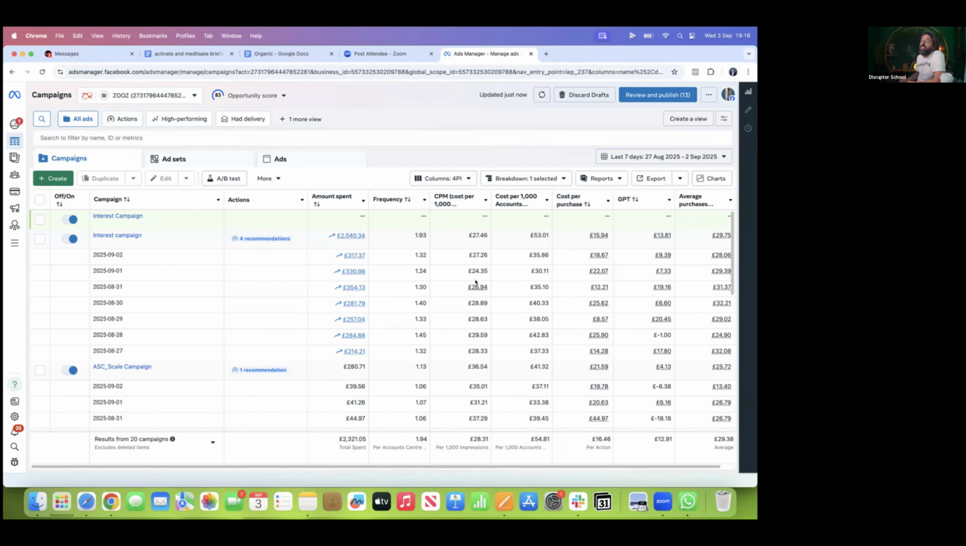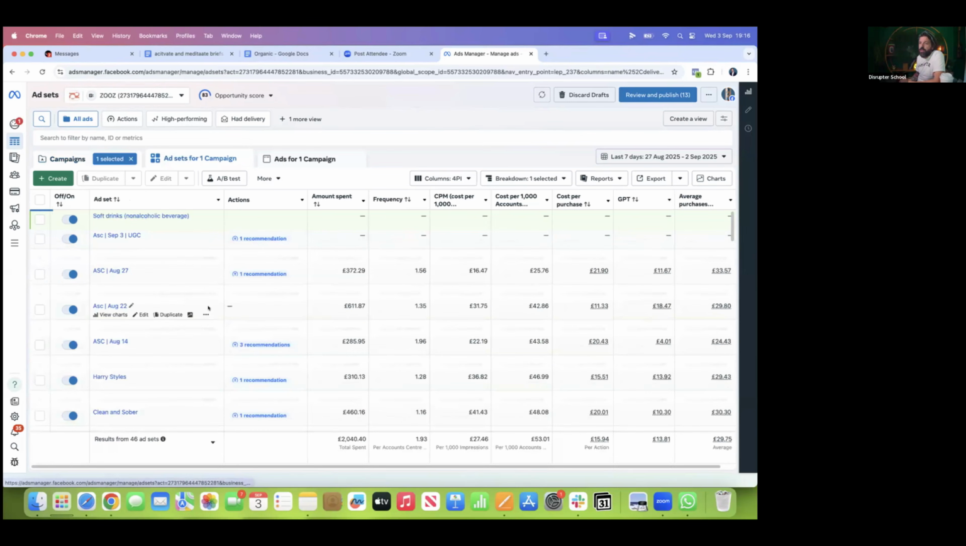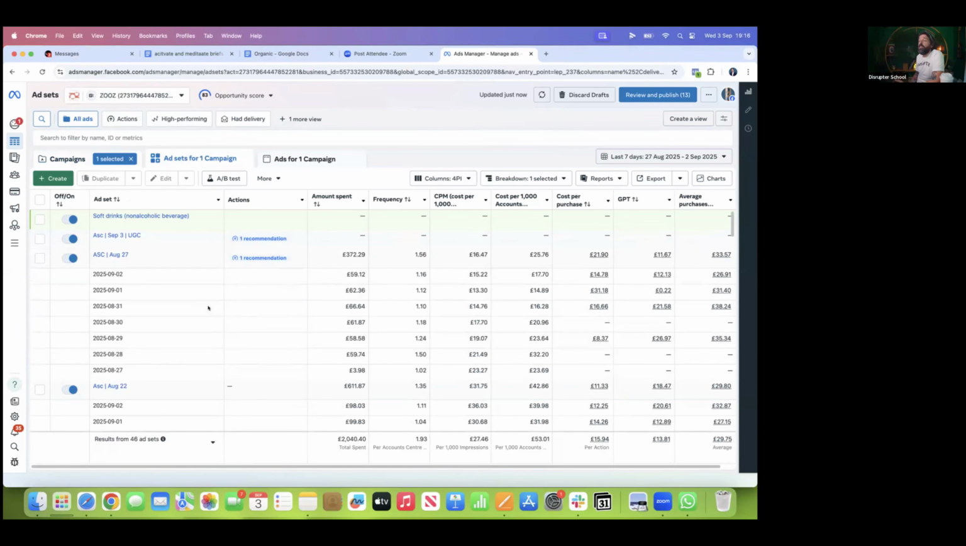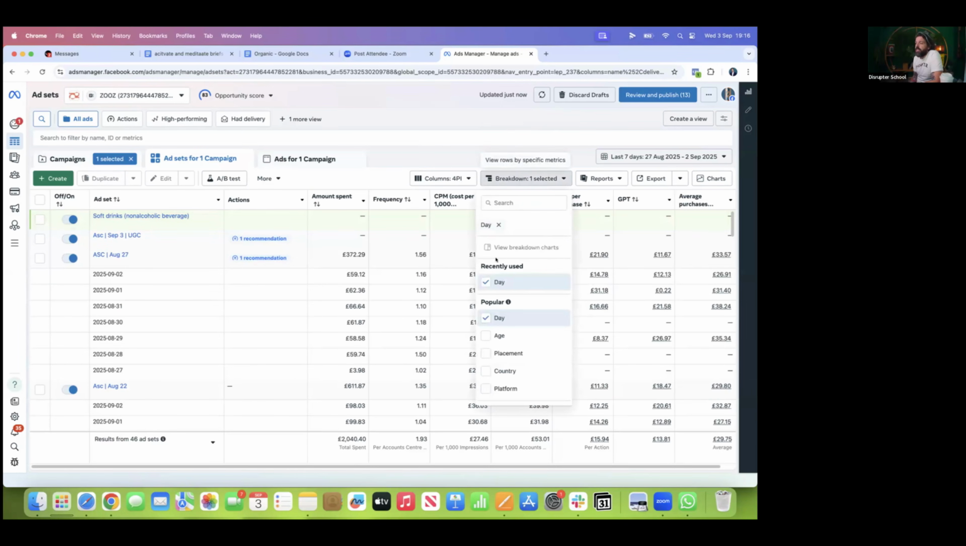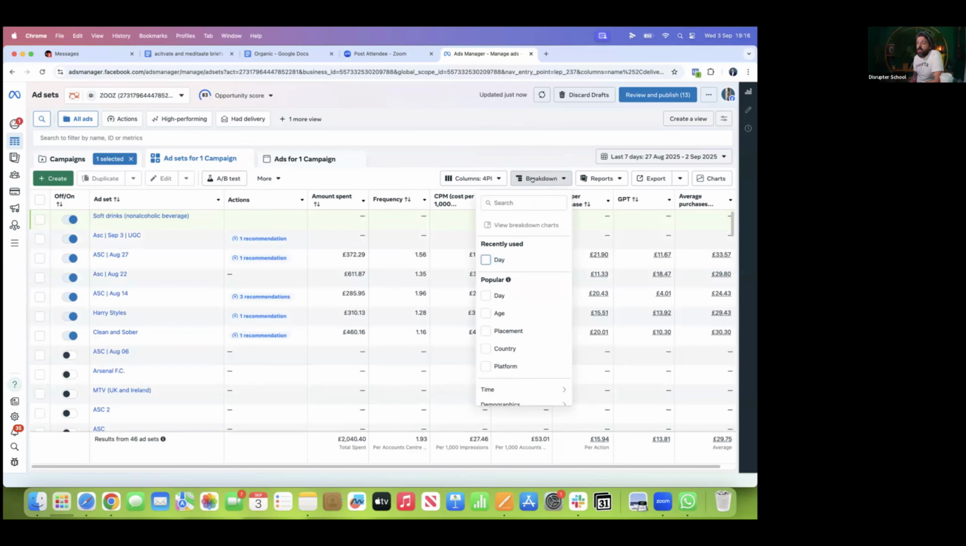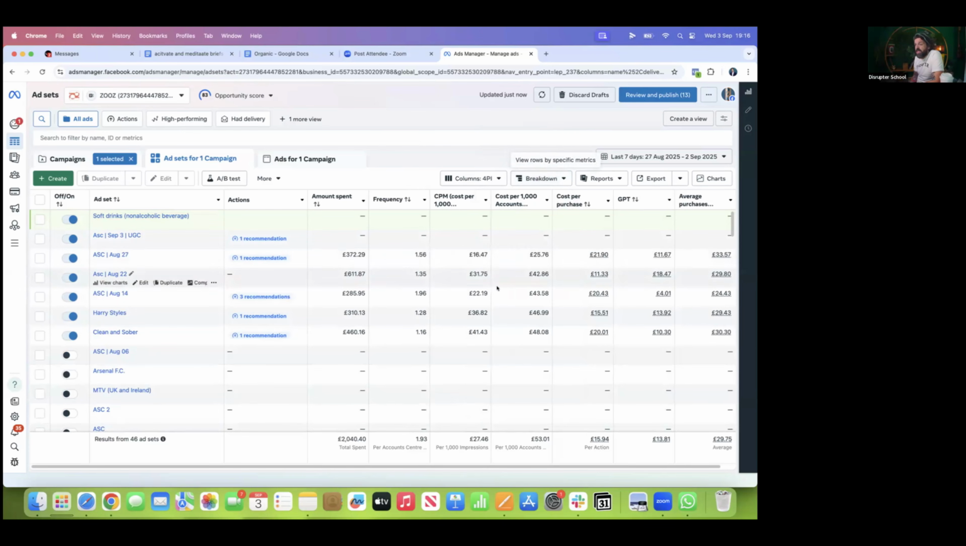So if we get into this, let's get into the interest campaign, because this is where I think we've got the best opportunity to make an impact. So first thing is, let's get rid of that breakdown by day and just take a little bit of an analysis of the landscape here and what we've got. So we've got five ad sets that are really spending money.